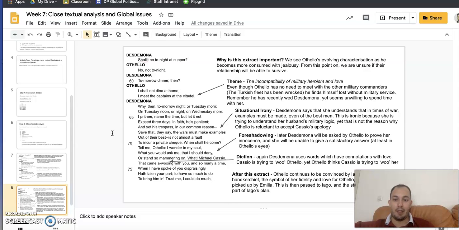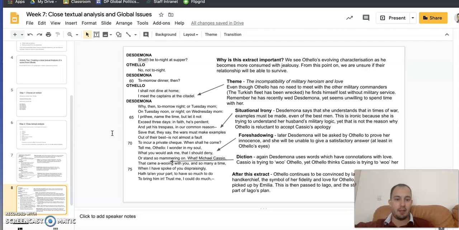And later here in line 74, you have Michael Cassio that came a-wooing with you. Again, the word woo, normally you would try to woo someone's sort of heart or their hand in love. Cassio is trying to woo Othello, according to Desdemona, but Othello thinks Cassio is trying to woo Desdemona. So you have this wonderful symmetry with the diction, that Desdemona chooses words that can be interpreted with love.